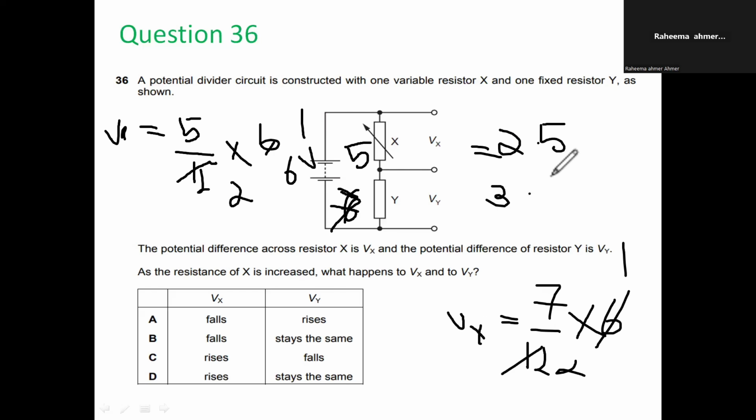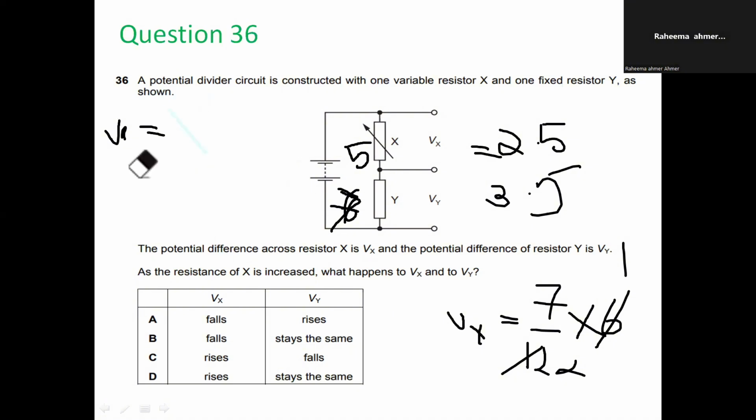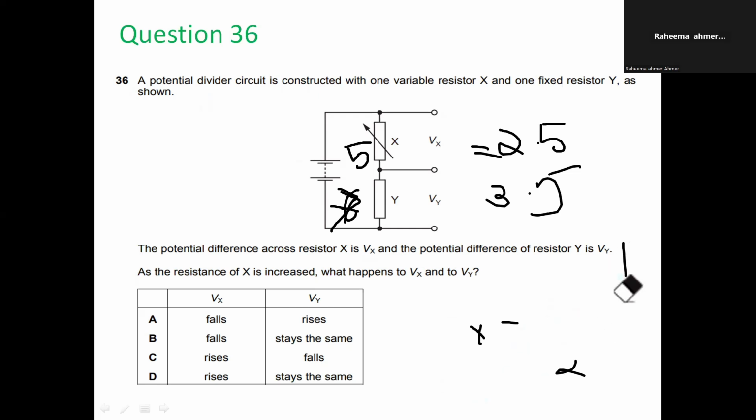Now we would change the resistance of X and let's check what's the effect. So now I have to increase it, right? Let me rub this so that I could get some space, but I would not rub those. As Y is a fixed resistor, its resistance will remain constant, but we could change the resistance of a variable resistor.